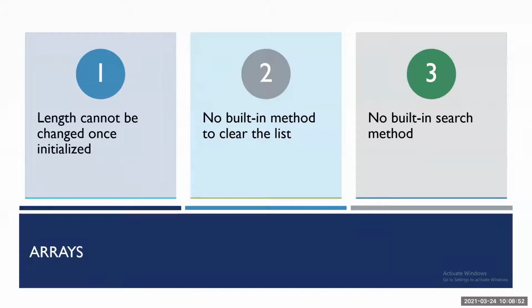So again, if we look back at our array, once you initialize an array, you cannot change the length, right? If you make an array of 10, it's going to be 10 for the entire lifespan of that array. Also, there is no built-in method to clear the contents of an array. There is no built-in method. You'd have to go through each individual index, set it equal to null if it's an object array, set it equal to 0 if it's an integer array, or an empty string if it's a string array.